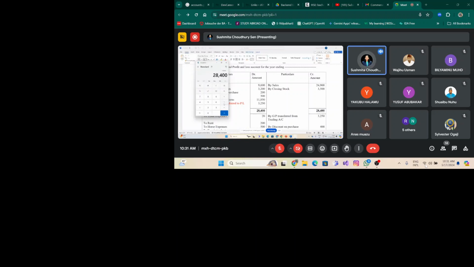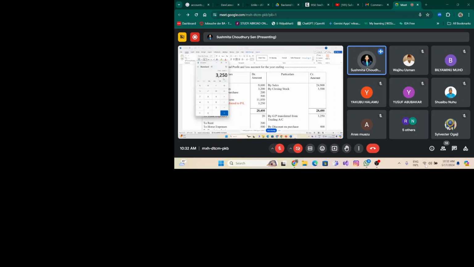28,400 minus 9,600 minus 3,200 minus 200 minus 300 minus 850, and we can see 3,250 in the debit side is less.